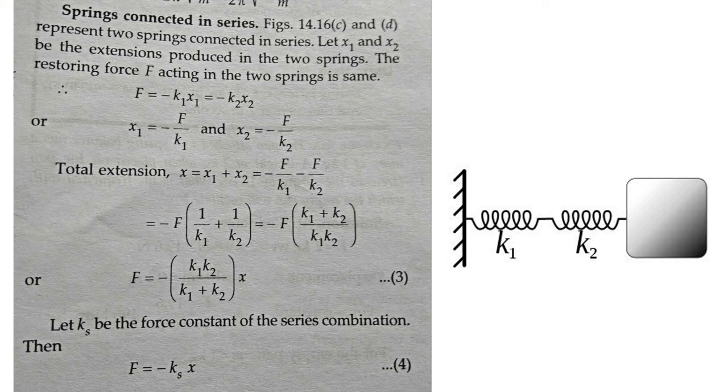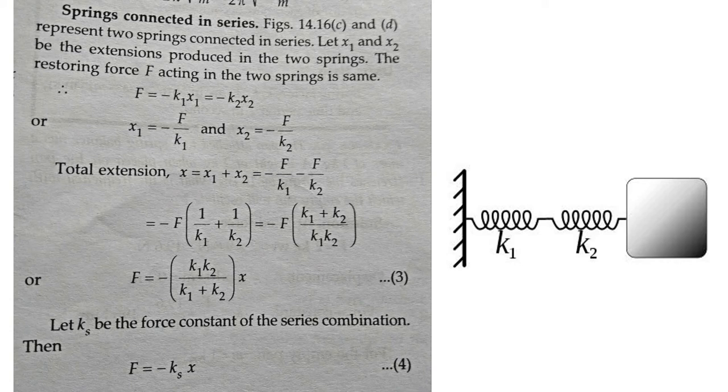And here the same restoring force is acting. So we can write F is equal to minus k1 x1, which is equal to minus k2 x2. So x1 is equal to minus F by k1, and in the same way x2 is equal to minus F by k2.